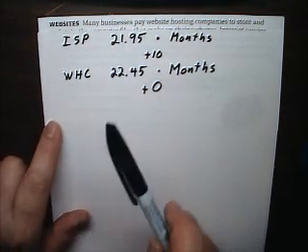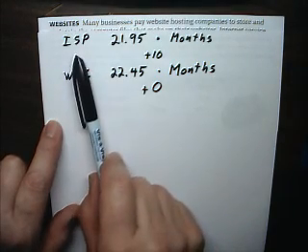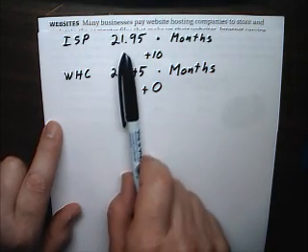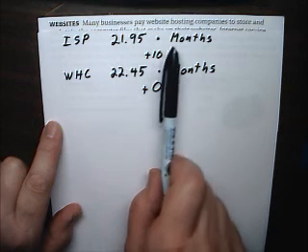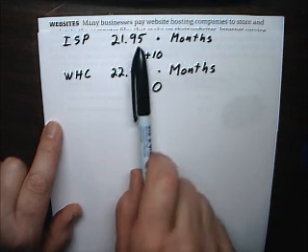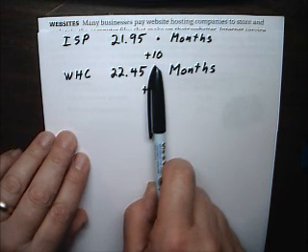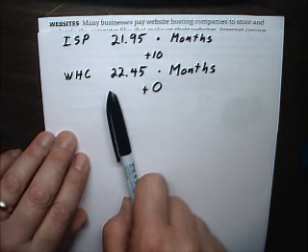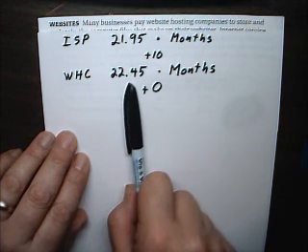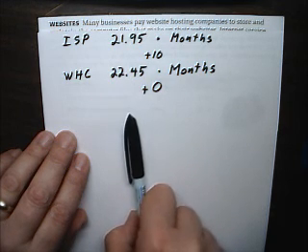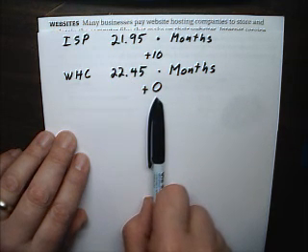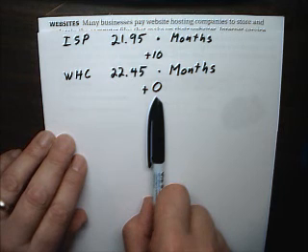I did that for myself, and I've got the internet service provider costing $21.95, and I pay that each month, so it'll be multiplied times the number of months. And I also have to add this one-time charge of $10. The web hosting company is very similar. It's a little more per month, $22.45. Multiply that times the number of months, but I add 0 because there's no startup fee.